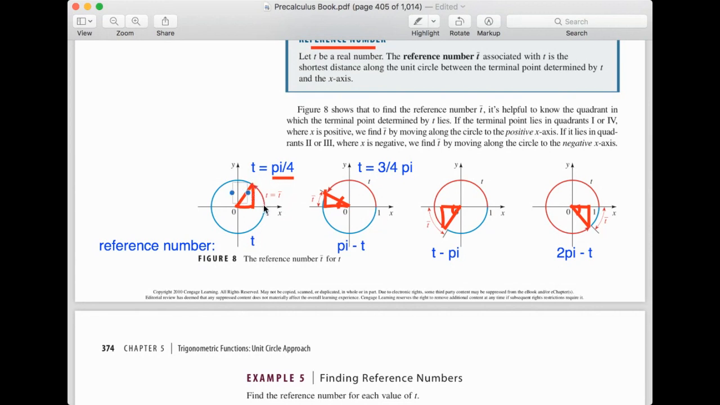From this point up to this point, that would be pi over 2, 90 degrees. We keep going on a straight line, that's 180 degrees, or pi. We keep going to the downward y-axis, we run 270 degrees, or 3 pi over 2. We keep going back to the point we started with, so we run 360 degrees, or 2 pi radians.